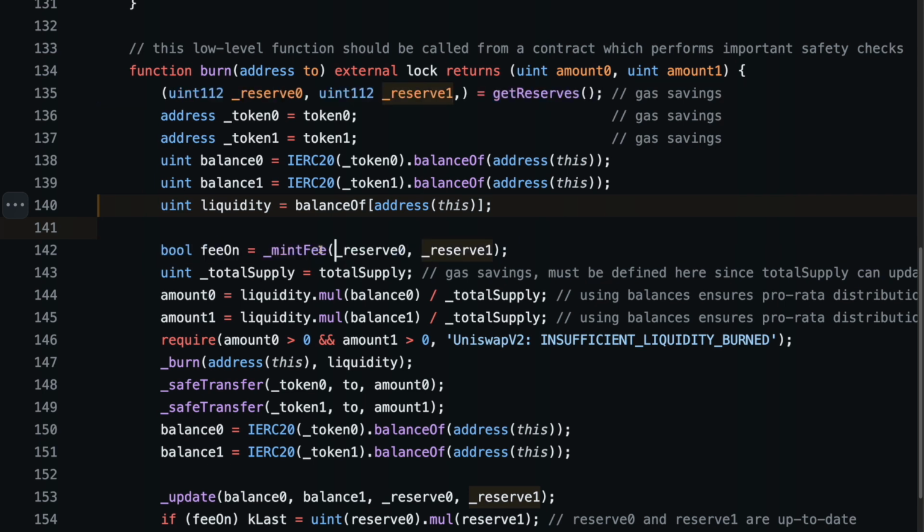I'm going to skip this mint fee function because it doesn't tell us much. And then let's take a look at this part. So it's going to calculate the amounts of both tokens given the liquidity that is being burnt. The liquidity is represented by the pool tokens that were sent to this contract. And it's going to calculate the proportion over total supply, get the amounts, and then burn the liquidity and transfer both of these tokens to the user. Afterwards, it's going to calculate the balance again and update the tracked reserves of the contract.